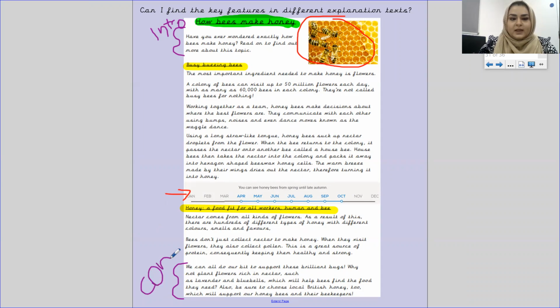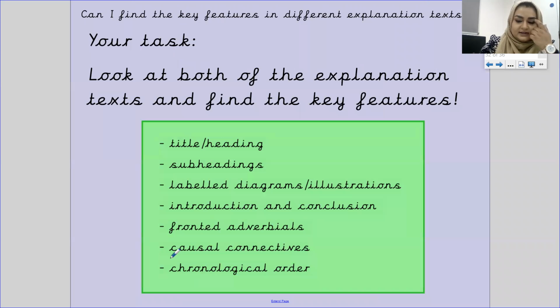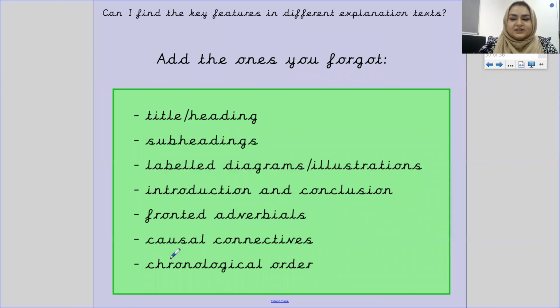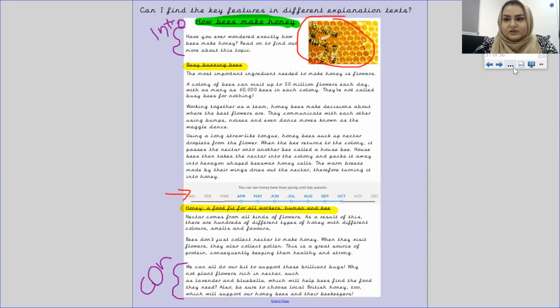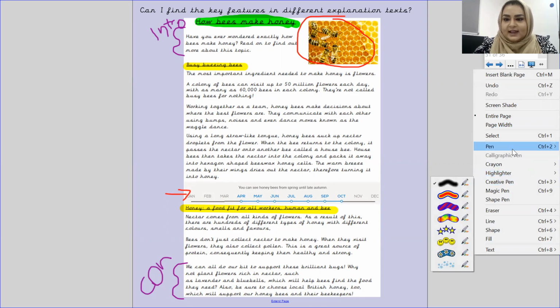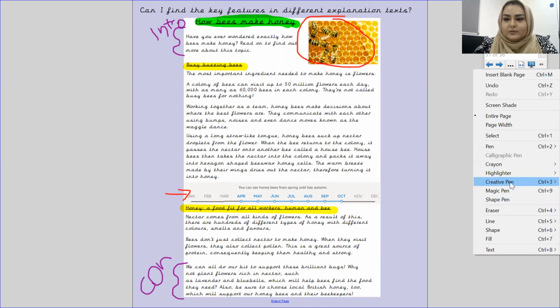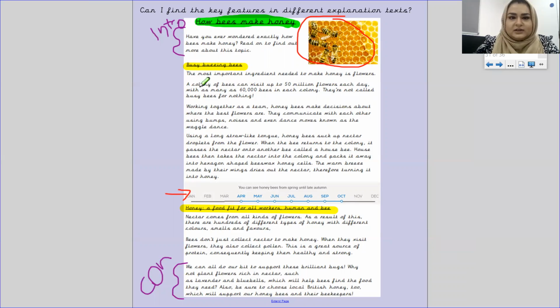Our next feature is fronted adverbials. So we all know what fronted adverbials are. Now let's find them in this text. I am going to highlight them in a different color. So we know a fronted adverbial is always followed with a comma. So, working together as a team, using a long straw-like tongue. Let's see if we can find more.